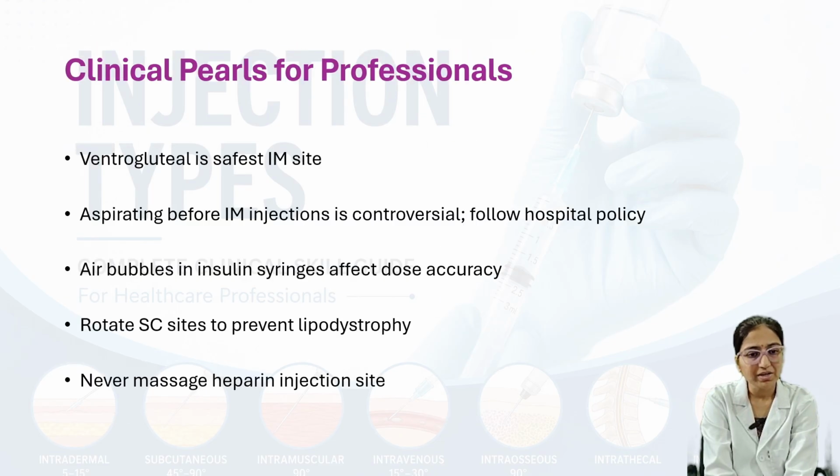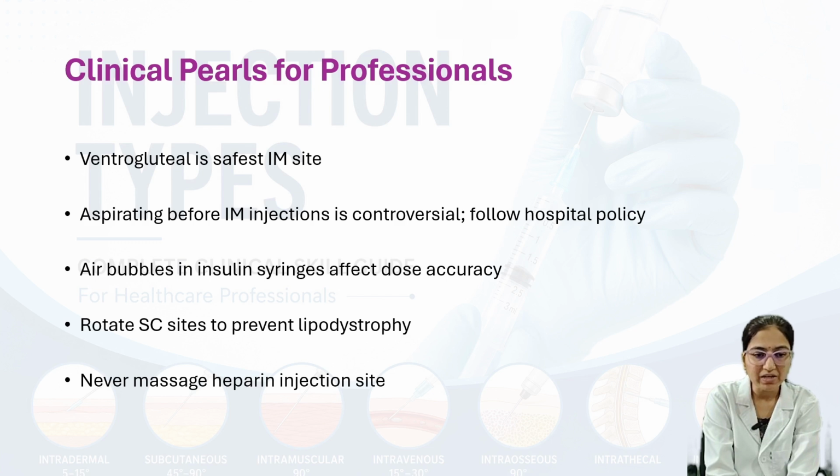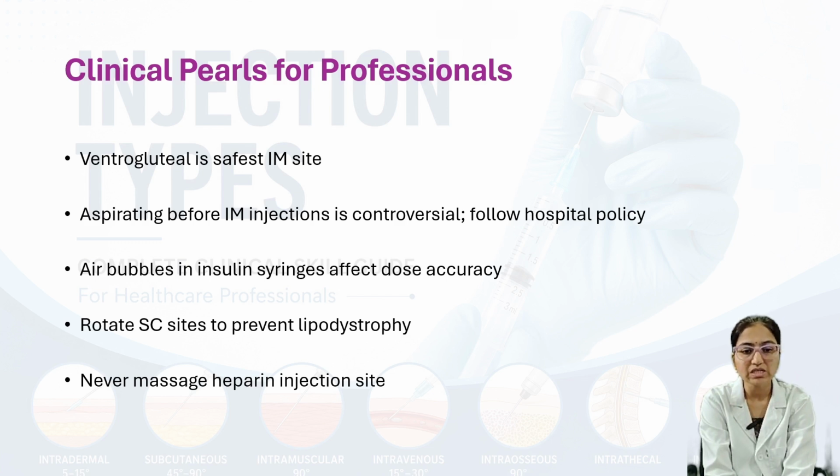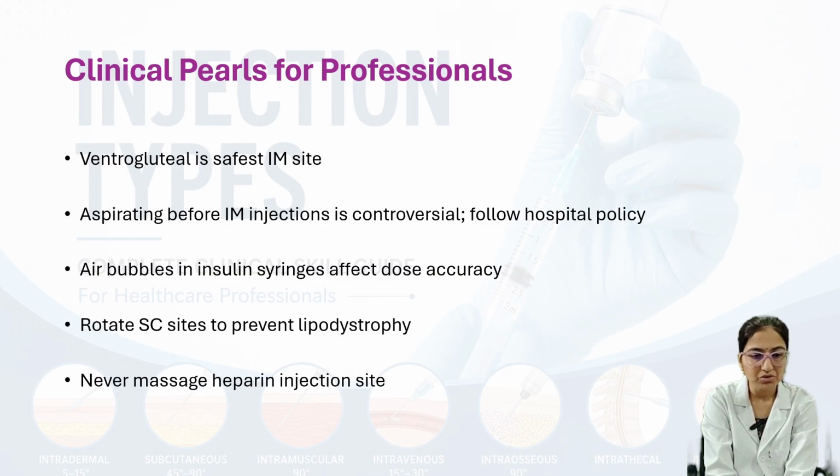And then some clinical pearls for professionals. Ventrogluteal is the safest IM site, and then aspirating before IM injections is controversial, so follow hospital policies. And then air bubbles in insulin syringes affect dose accuracy. We need to clear air. And then rotate subcutaneous sites to prevent lipodystrophy, fat loss. And then never massage a heparin injection site.